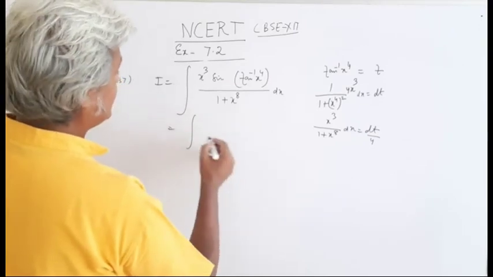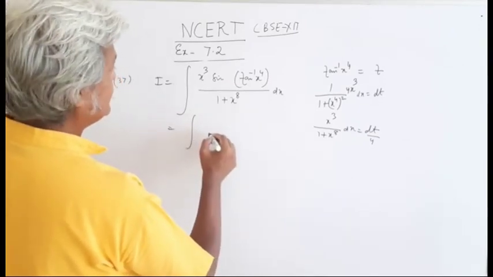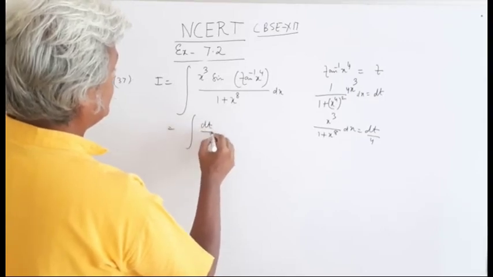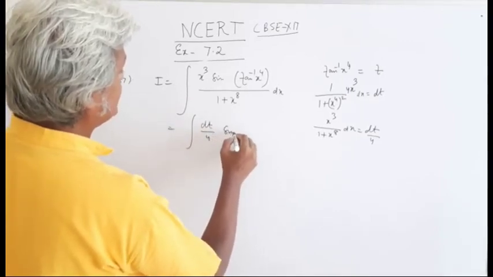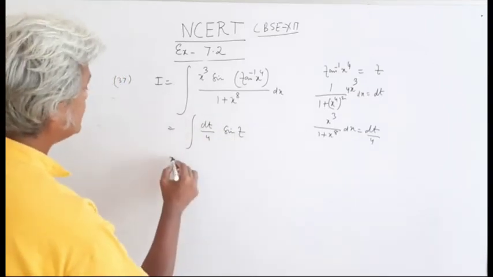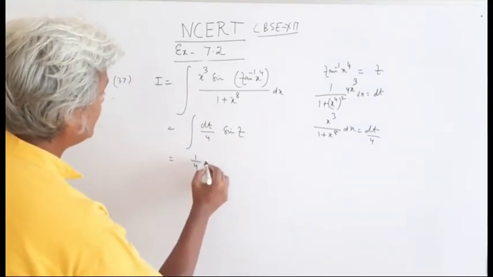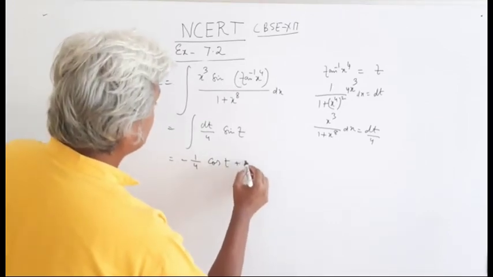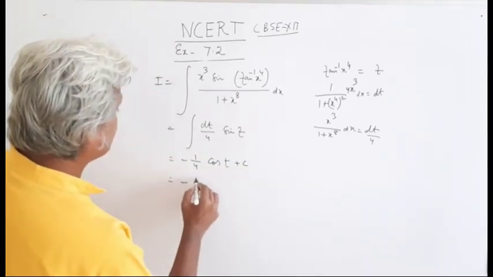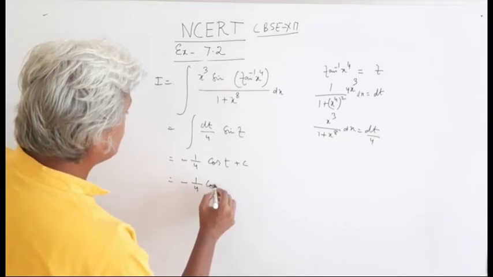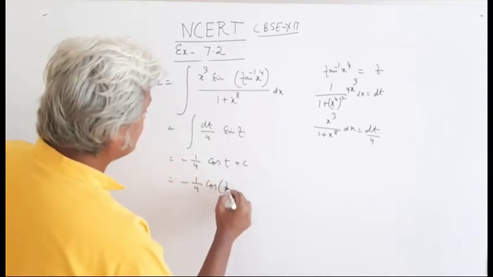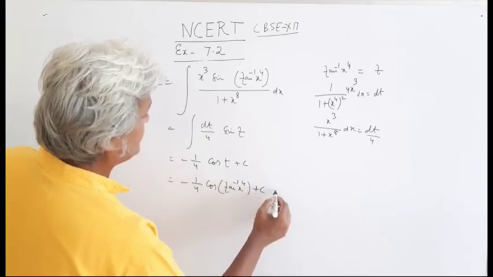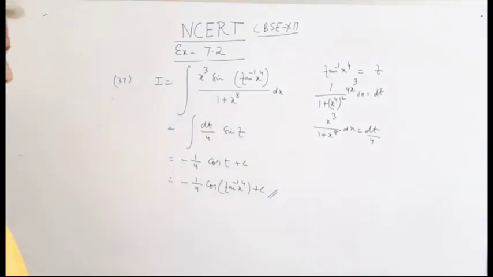So my question becomes, yes, 1 by 4 dt, and this becomes just sine t. So this is 1 by 4 into minus cos t plus c, and write the expression for this cos. What is t? That is tan inverse x to the power 4 plus c. This is the answer. This is done.